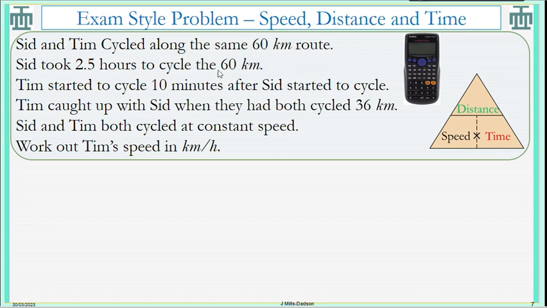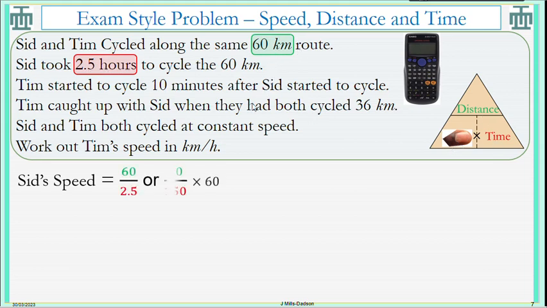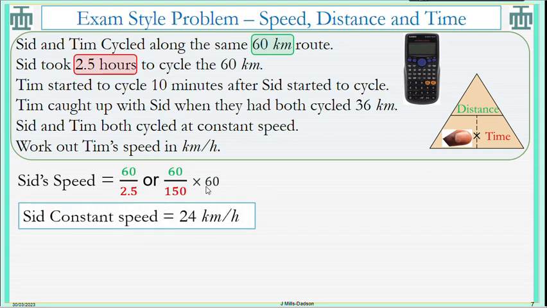So let's work out the speed of Sid alone. Speed is distance divided by time, so we're going to use these two pieces of information, and 60 divided by 2.5 will give you a definite number, so you don't need to multiply by 60. But if you convert 2.5 into minutes, that's 150 minutes, and therefore you need to multiply by 60. So whichever way is correct. So we know Sid's constant speed is 24 kilometers per hour. Now that gives us a hint.